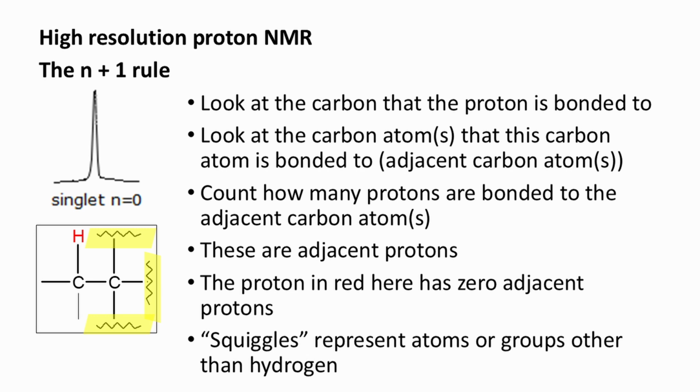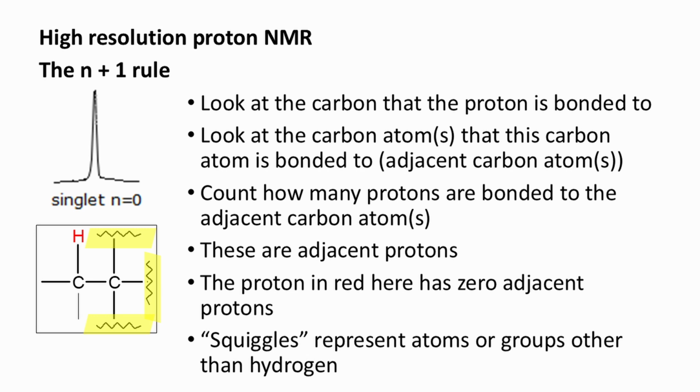On the bottom left of the screen, there is a section of a molecule. The red proton is the one that we're going to look at. Look at the carbon atom that the proton is bonded to. Then, look at the carbon atom or atoms that this carbon atom is bonded to. We'll call this an adjacent carbon atom. Count how many protons are bonded to the adjacent carbon atom. These are adjacent protons. The proton in red here has 0 adjacent protons.